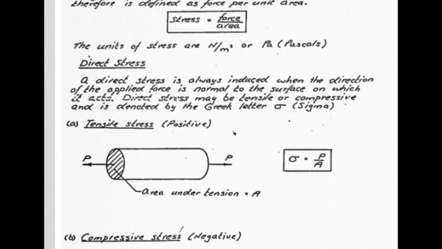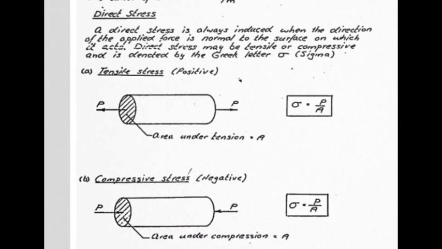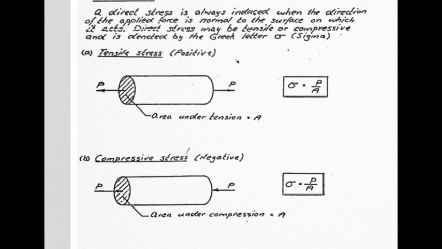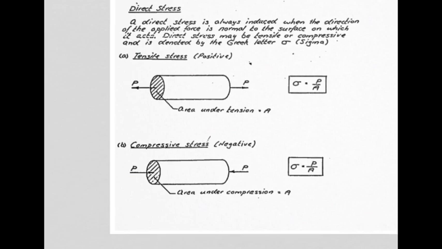Remember, the units are newtons per square meter or pascals. Now, in exactly the same way, if we are tending to shorten the specimen, note the directions of the arrows here and here. The force P is tending to make this specimen shorter, better known as compression. And we would have exactly the same formula, except that the value is negative in essence. Okay, we'll simply refer to it as tensile stress and compressive stress.